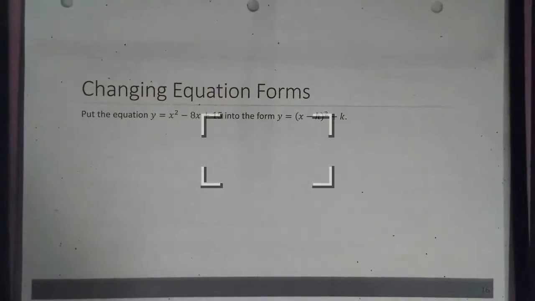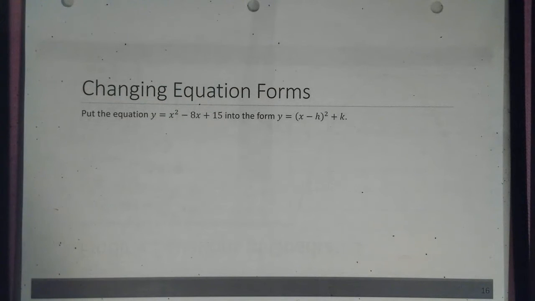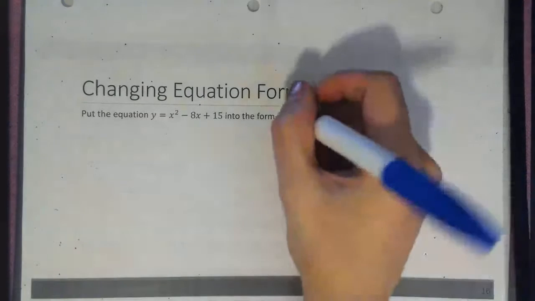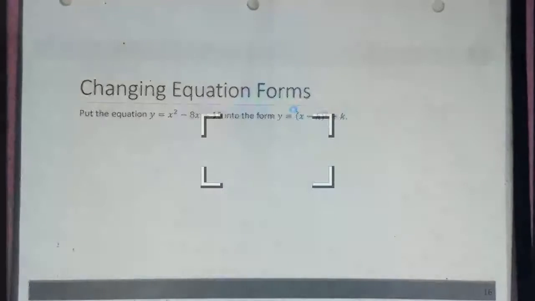Let's see if we can switch between forms. So we want to put the equation y equals x squared minus 8x plus 15 into the form y equals x minus h squared plus k. You may be wondering where the a went here.